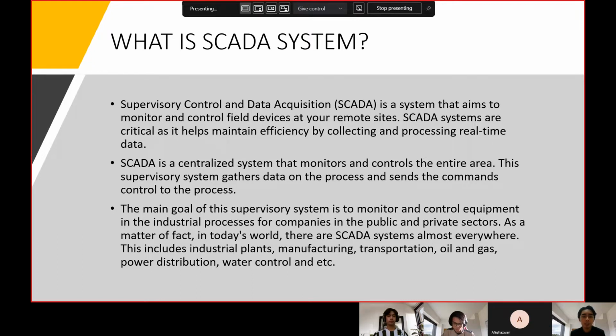The main goal of this supervisory system is to monitor and control equipment in industrial processes for companies in the public and private sectors. As a matter of fact, in today's world there are SCADA systems almost everywhere. This includes industrial plants, manufacturing, transportation, oil and gas, power distribution, water control, and so on.